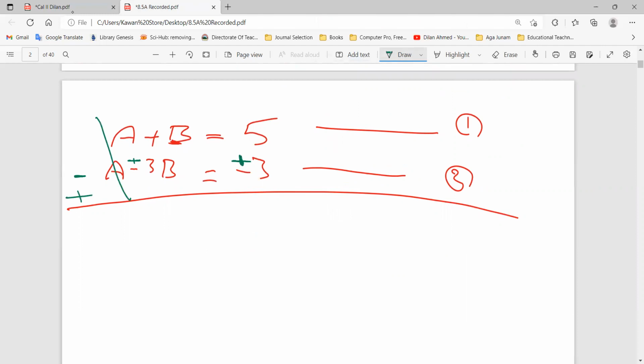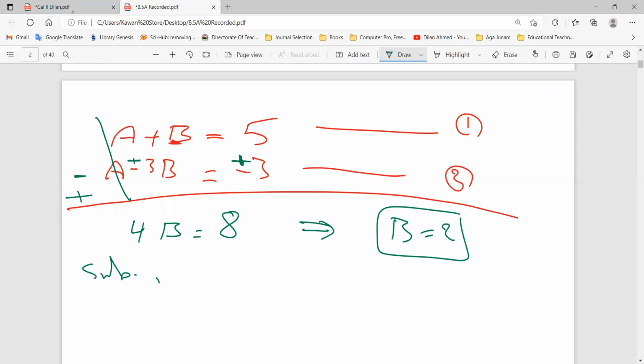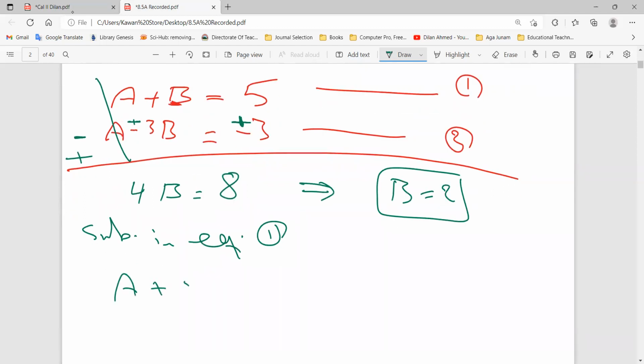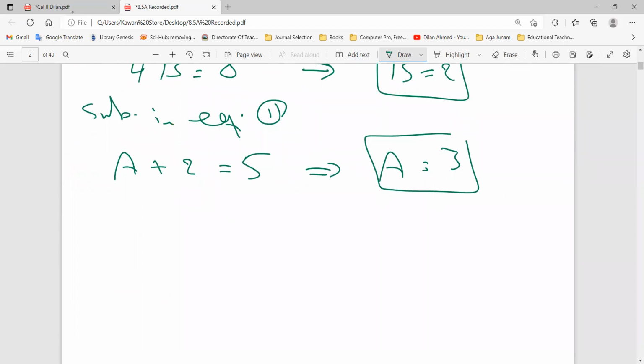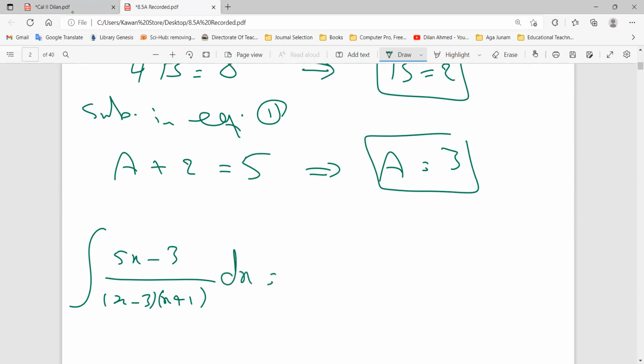A minus A is gone, right? 4B equals 8. And of course, B equals 2. Substitute in any equation that you like. So A plus 2 will be 5. Then A will be what? 3. Understood?